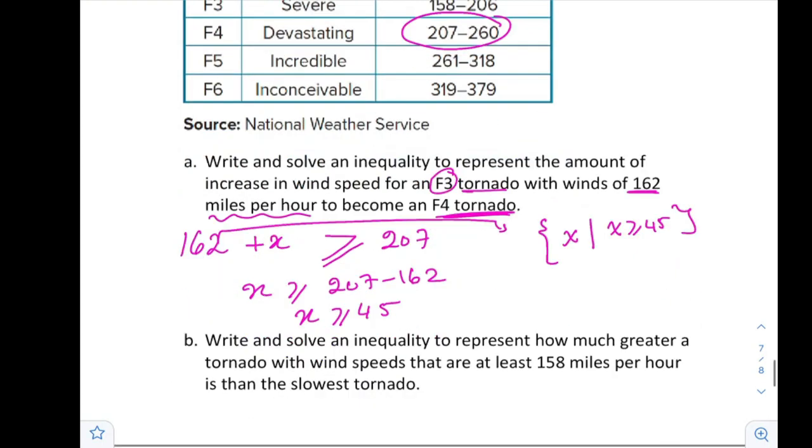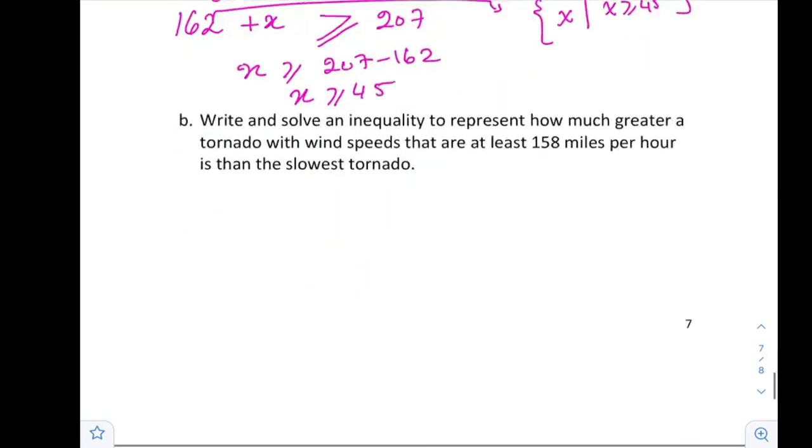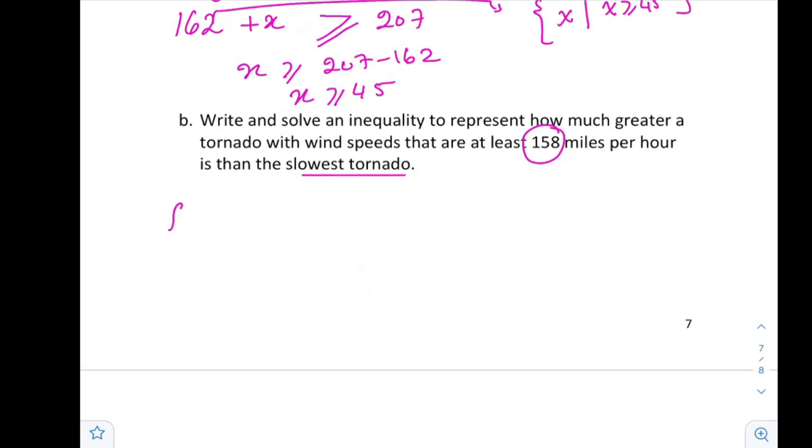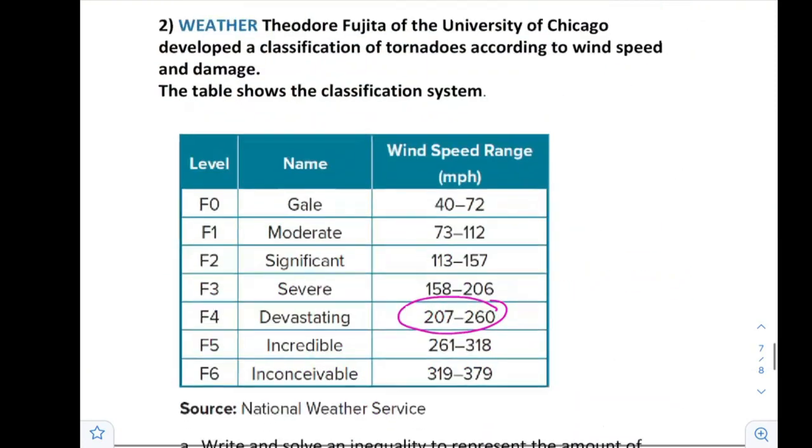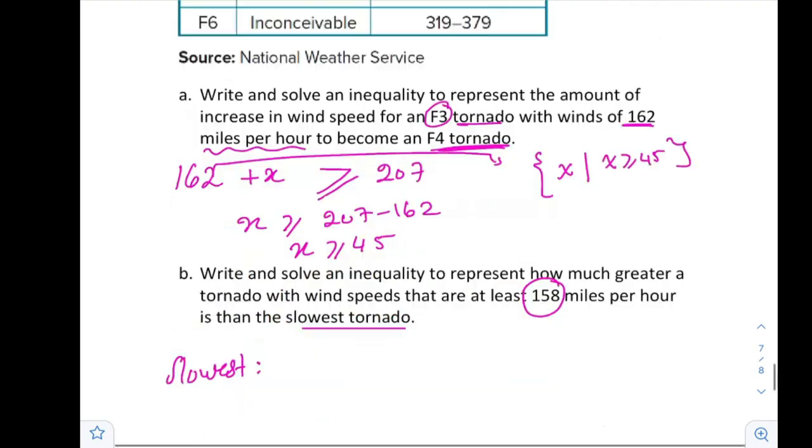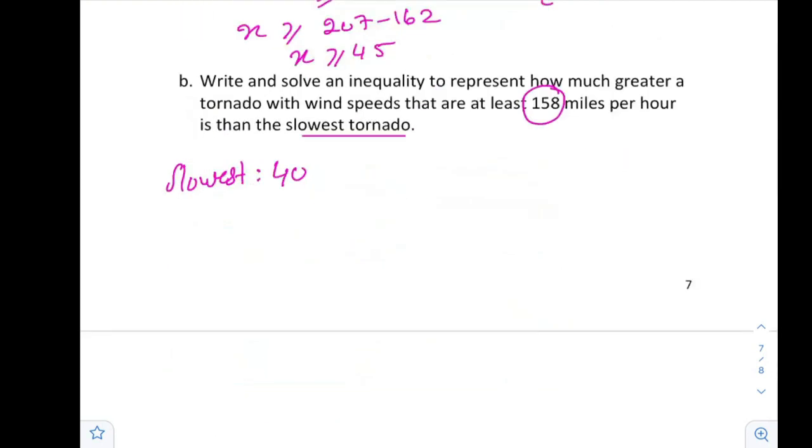Let's do the last example. Write and solve an inequality to represent how much greater a tornado with speeds that are at least 158 miles per hour is than the lowest tornado. The slowest or the lowest. How much is the slowest? The slowest starts at 40 here. So the slowest is 40.